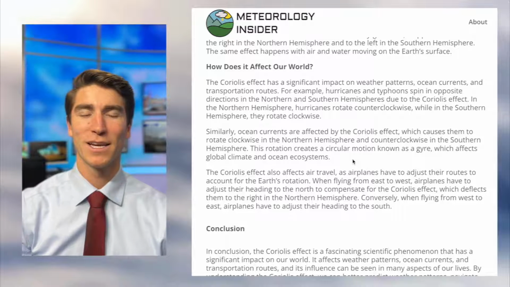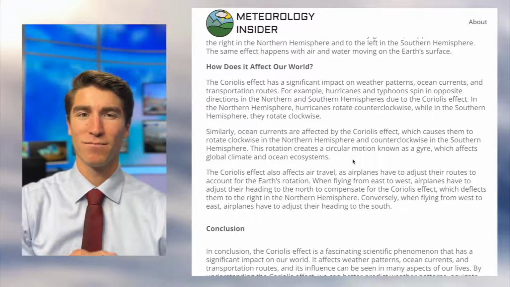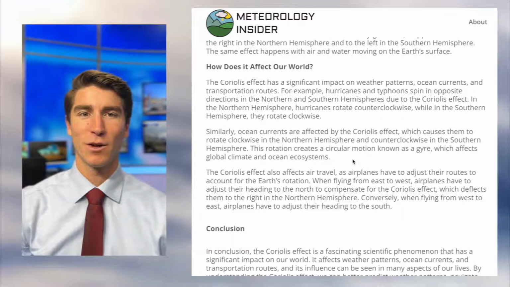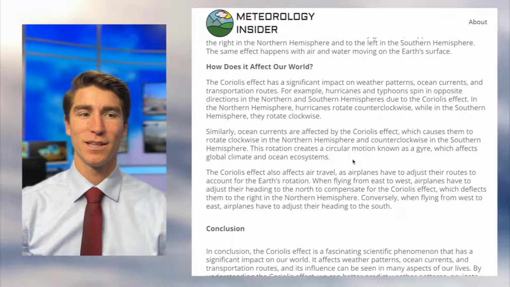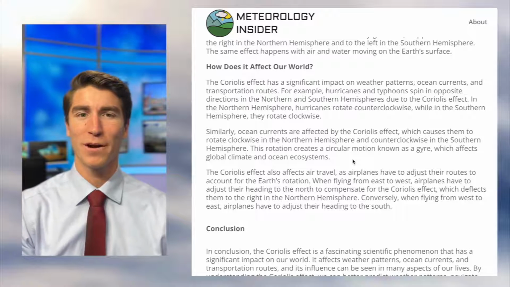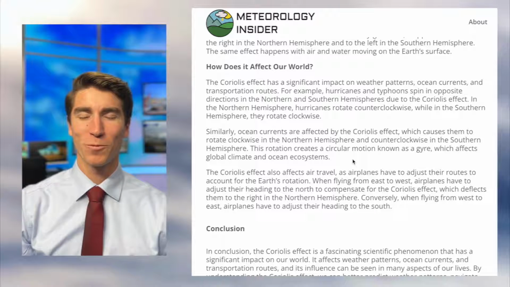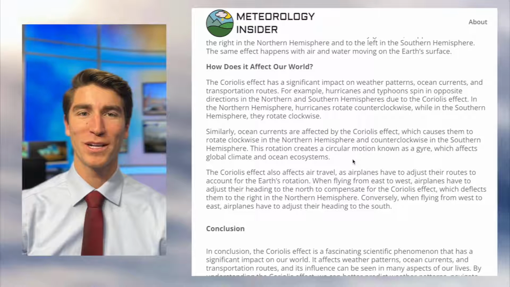That one makes sense. But then hurricanes in the Northern Hemisphere spin counterclockwise. So it seems like the same effect, Coriolis effect, is leading to two different circulations, whether we're talking about water or we're talking about air. Now, the reason for this is extremely difficult to put into words.